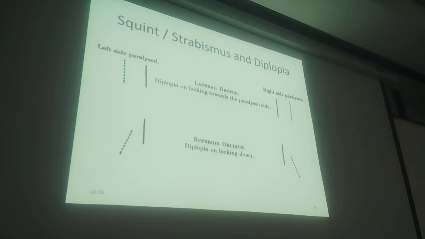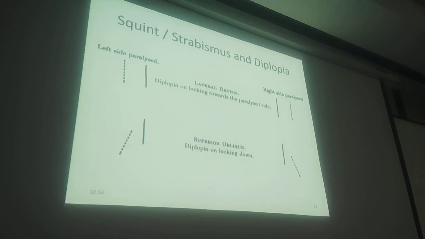The diplopia of the lateral rectus is not as bad as the diplopia because of the superior oblique. Because suddenly you not only get double vision, but the images are tilted to each other. That diplopia is very bad.